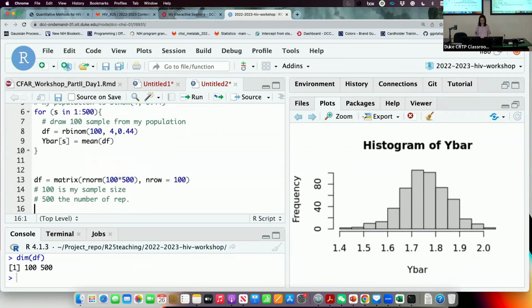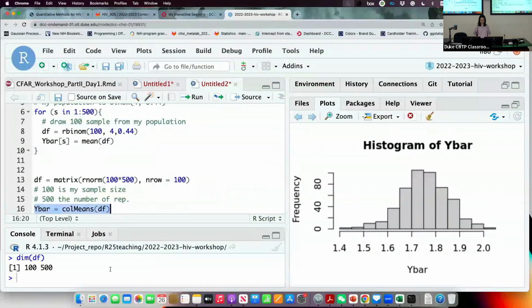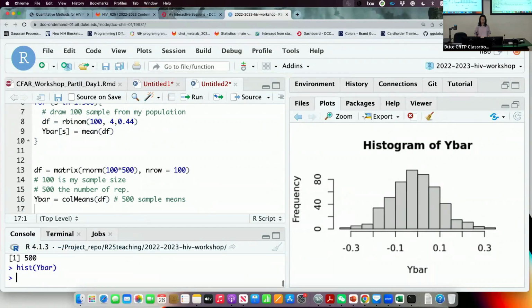That is y bar, which will just be the column means of my data frame. If you look at the length of y bar, it's actually 500, so I'm going to get 500 sample means. Once I have this, you can look at the histogram of my y bar, which is my sampling distribution. And then you can check the sample mean of my y bar.